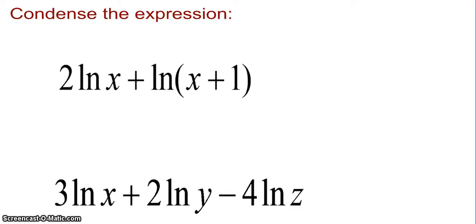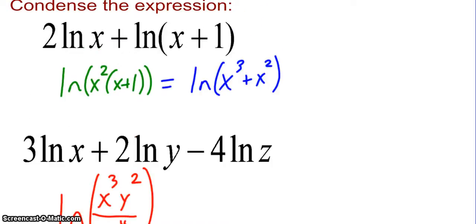Next two. Here, I want you to condense both of these expressions. So pause the video, condense them, unpause when you're ready to check your work. Again, do both of them. Alright, so the first one here, again, I did this all kind of in one step. I can bring the 2 up on the x and make that x squared, and then because these logs have the same base and there's addition, I can combine them into a single log, multiplying what I'm taking the log of. So it's the natural log of x squared times the quantity x plus 1. You can distribute the x squared if you want. Natural log of x cubed plus x squared. So this would be our answer here.